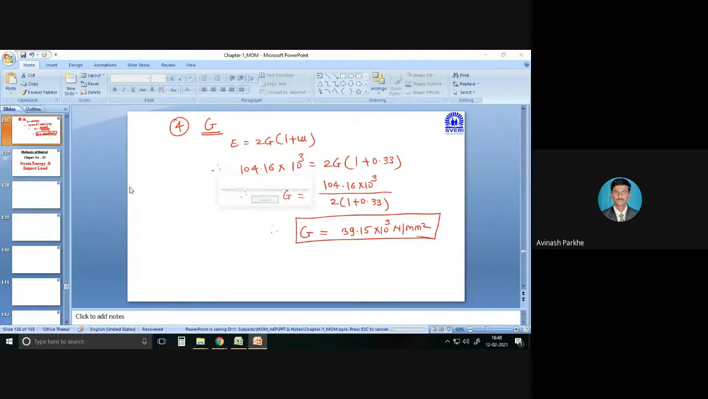Based on this chapter number 1, I will take one quiz based on your objectives. That objective MCQ booklet also I will send. I will keep one quiz, and that link I will send to you. You have to attempt the quiz in all respects.